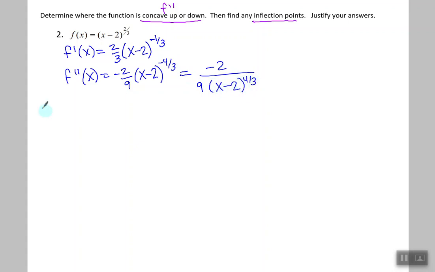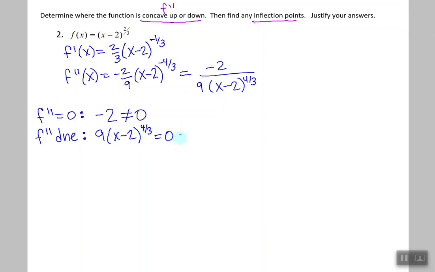Now I'm going to find where the second derivative equals 0, and that's going to be where the numerator of this rational expression equals 0. Negative 2 does not equal 0, so there is no place where the second derivative equals 0. How about where the second derivative does not exist? That's where the denominator equals 0. So 9 times the quantity x minus 2 to the 4/3 equals 0 when x equals 2. Let's make our number line with that x value.